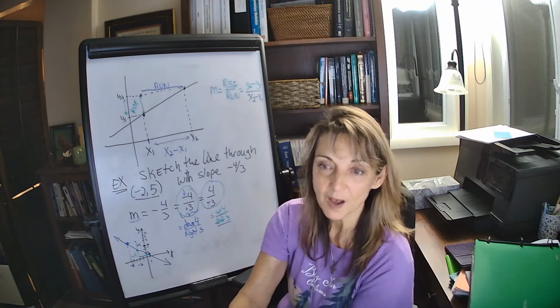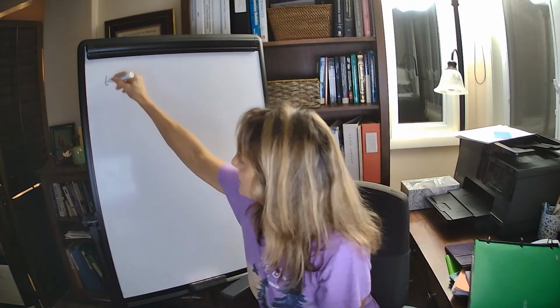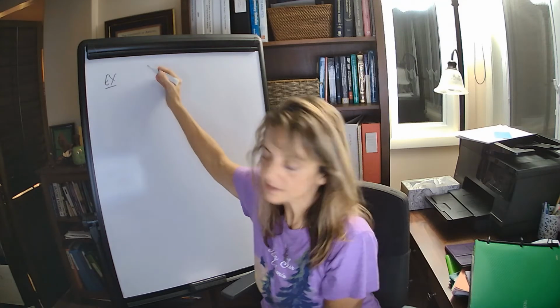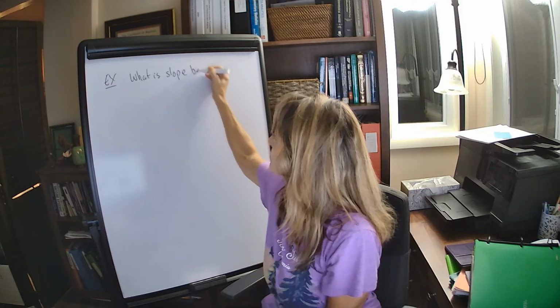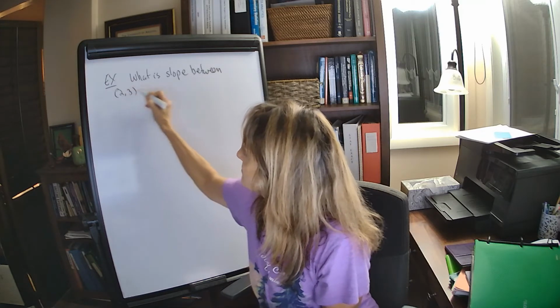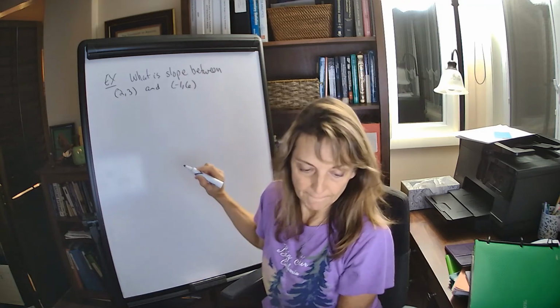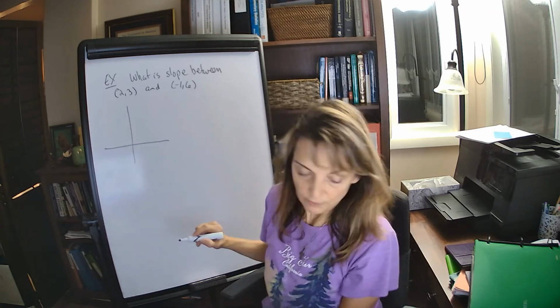Okay, and with that, I'm going to pause and clean the board and pick up again. Okay, our next example is going to be looking at, the question is, what is the slope between these 2 points? 2, 3, and -1, 6. Okay, so let's go ahead and graph this.